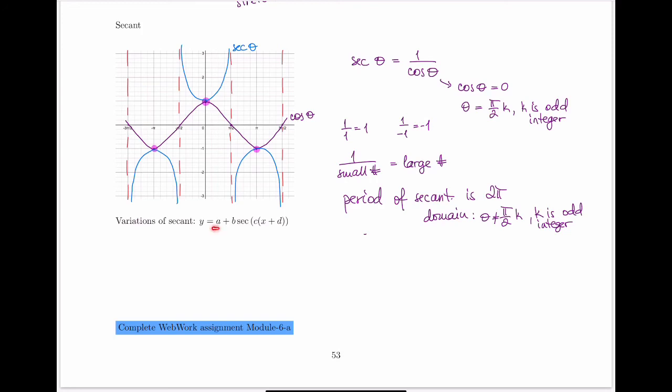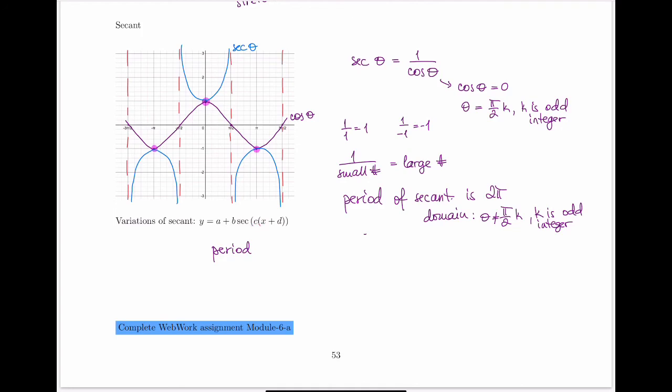The outside addition will correspond to vertical shift, the number that the multiple up in the front will correspond to vertical stretch. And again, here we cannot talk about the amplitude because the graph of secant does go off to positive and negative infinity. This will correspond to a horizontal stretch or compression, and this will correspond to a horizontal shift. And this, of course, then means that the period will be affected by the horizontal stretch or compression factor.